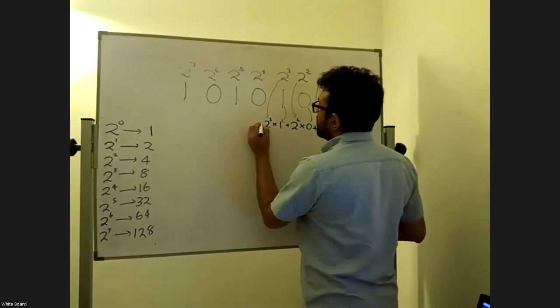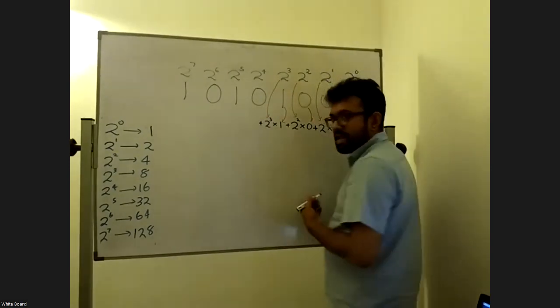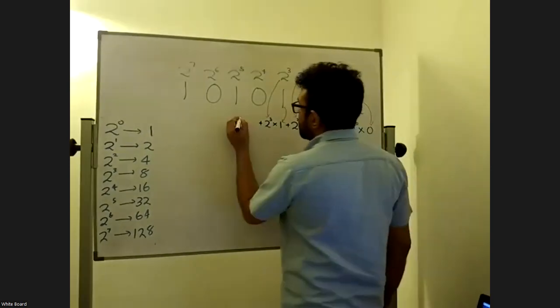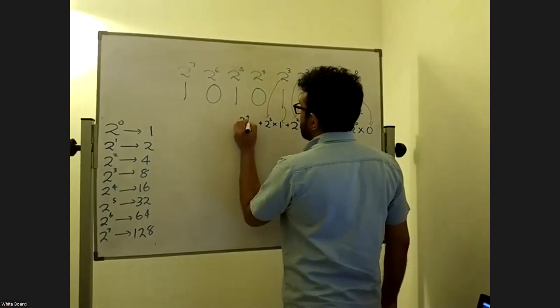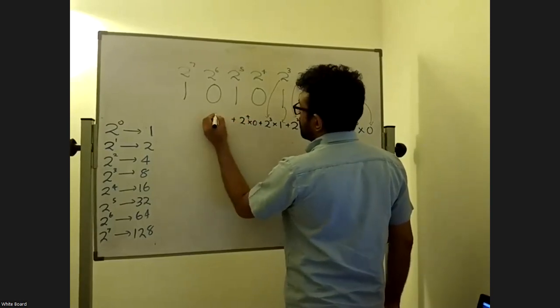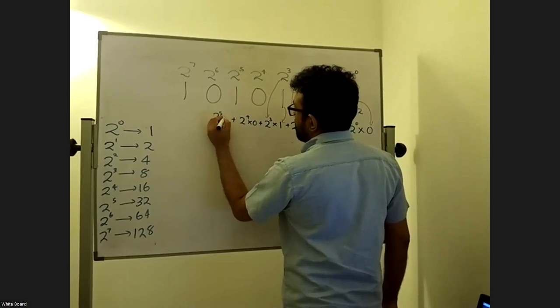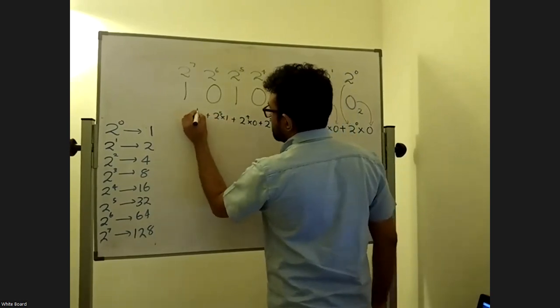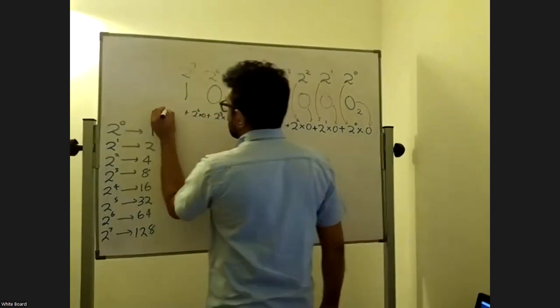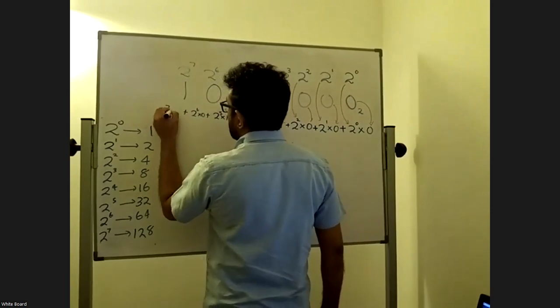Now, you should understand how we are doing this. So here we have 2 to the power 4 by 0, 2 to the power 5 by 1, 2 to the power 6 by 0, 2 to the power 7 by 1.